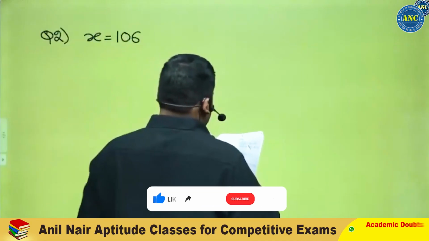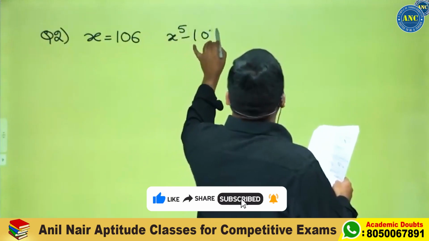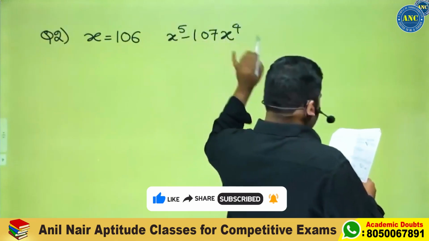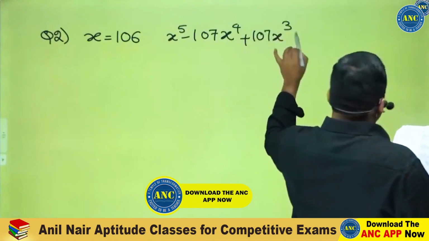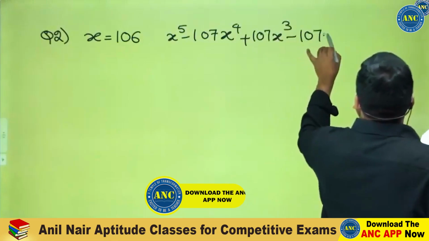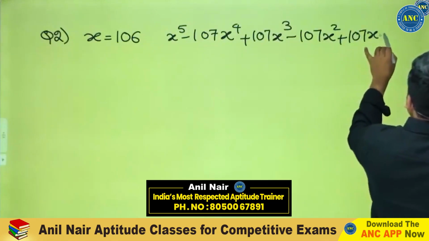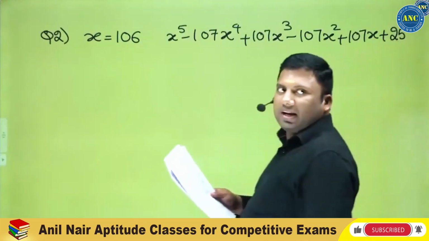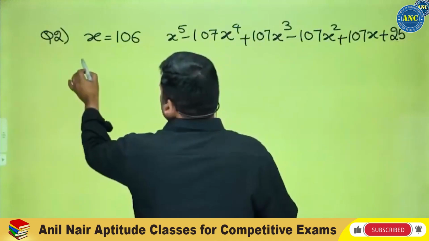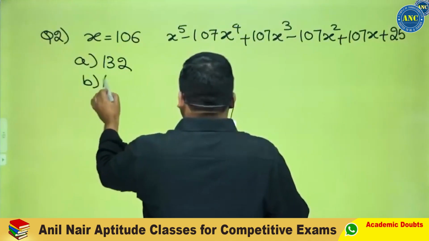x is 106, x power 5 minus 107 x power 4 plus 107 x cube, 107 x square plus 107 x plus 25. No need to remember, mug it up. Plus 25 seems like a degree 5 equation. Exact options I will keep: 132, 118, 131, 25.